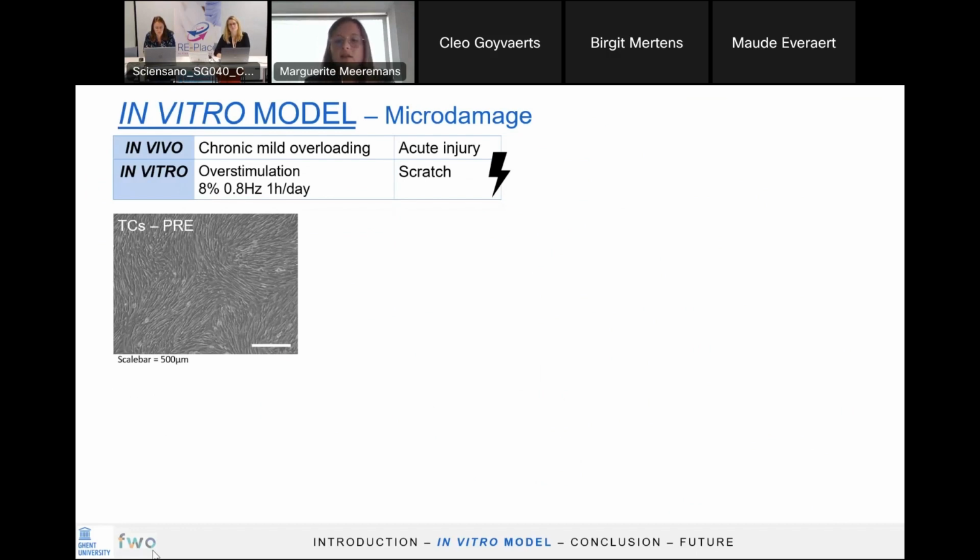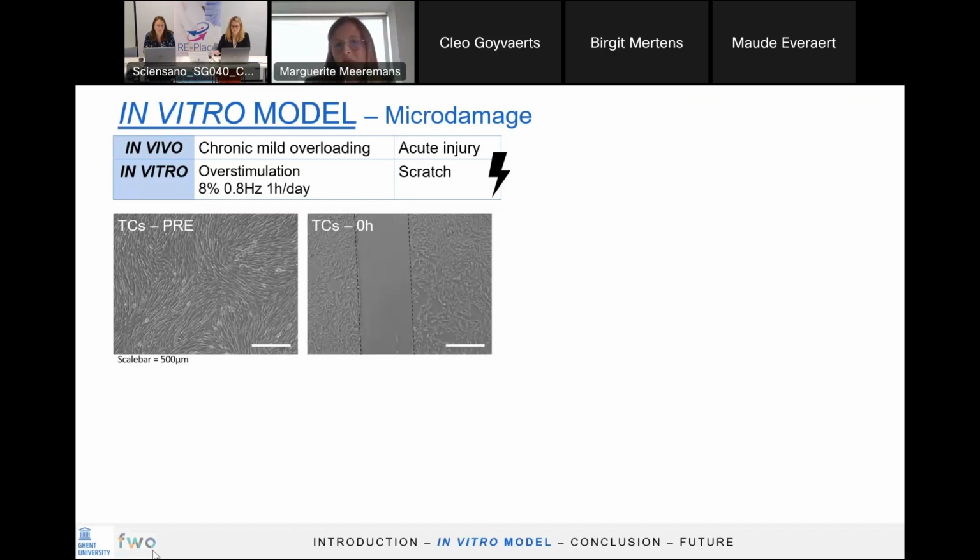This scratch assay is quite known in literature, and we first optimized this on 2D tendon cell cultures. So here you see a monoculture of tendon cells in a confluent monolayer.